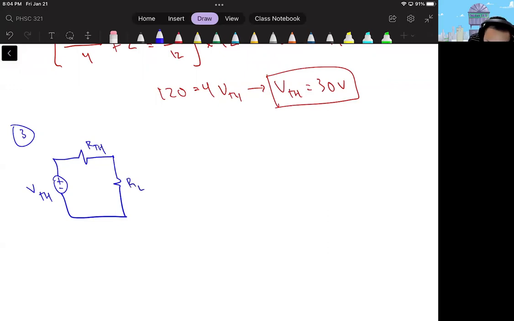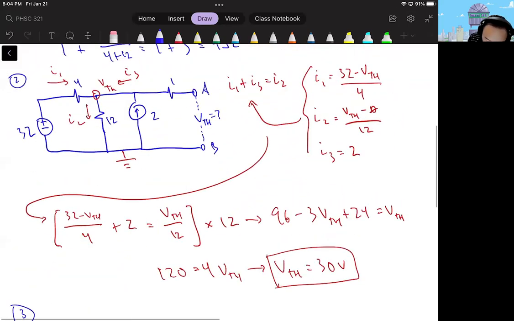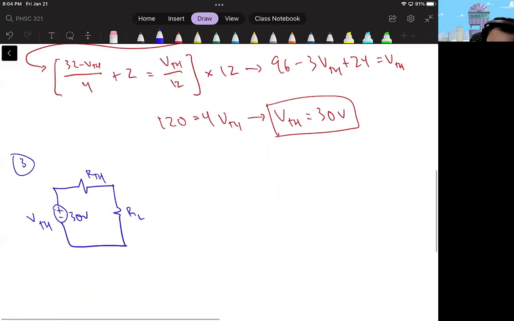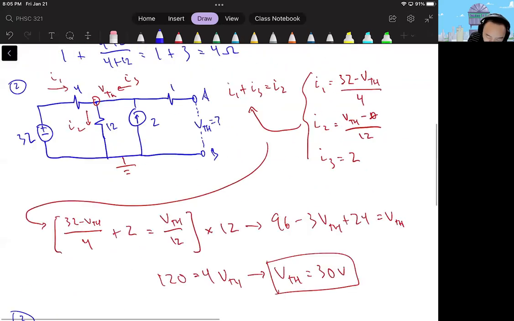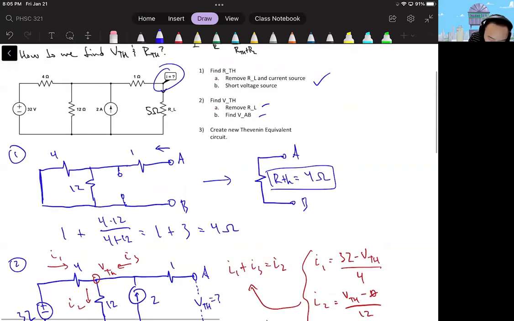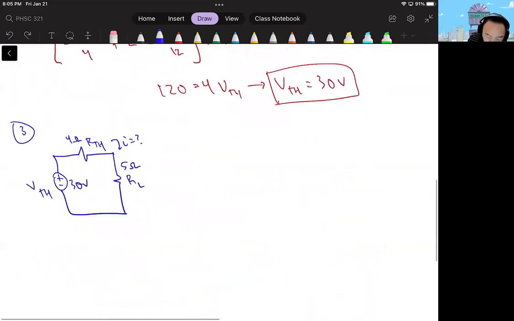So what are the values? VTH, as we found before, was 30 volts. RTH is going to be 4 ohms. And the load resistor comes from the original problem, which is 5 ohms, like so. What we're looking for in this case is the current. What is the current going into your load resistor? I believe I forgot to say that, but that's essentially what the problem is asking. So what's the current going to the load resistor?